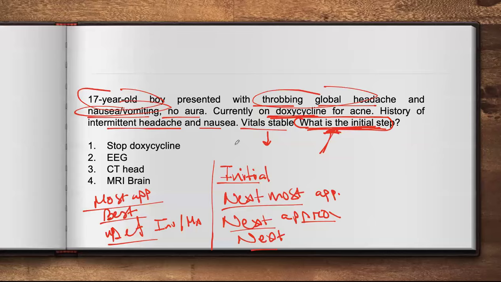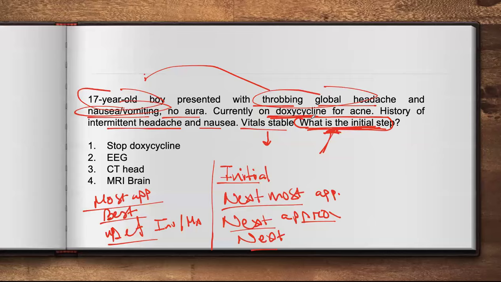So when we read an MCQ question, the first thing we know is what the presentation is. It's a throbbing global headache in a patient who has nausea, vomiting, and it's a 17-year-old boy who is on doxy for acne. In your brain, you just do this. It doesn't need to happen actively like how I am showing you now, but in a candidate who passed the exam, in his or her brain, this happens. So that's what you think in your brain: it's a 17-year-old having a global headache, nausea, vomiting. It's been intermittent. He's on doxycycline. What's my initial step? That's what happens in our brain when we are solving an MCQ, right?